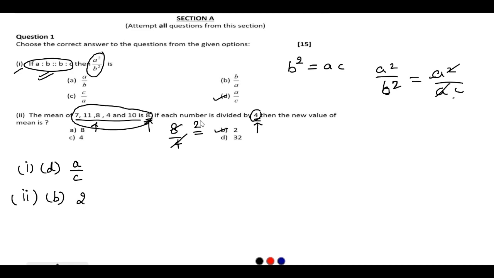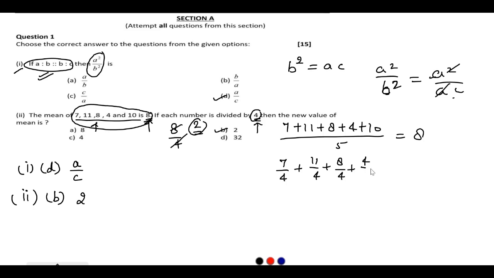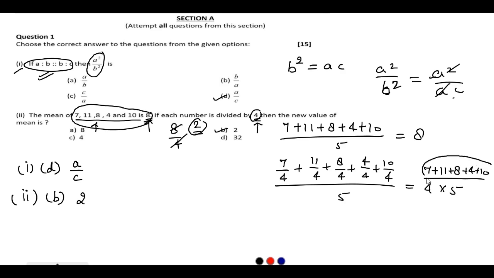Now, if you want to check this answer, the mean of these terms is 8. It means this is equal to 8, and now each number is divided by 4, so the new numbers are this. The number of terms is 5. So this is equal to, and the value of this term is 8. It means the new mean is 2.